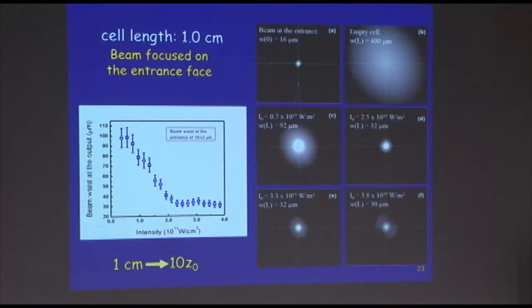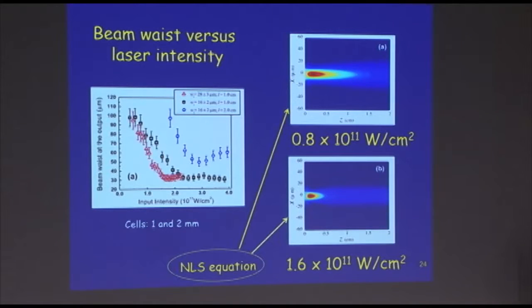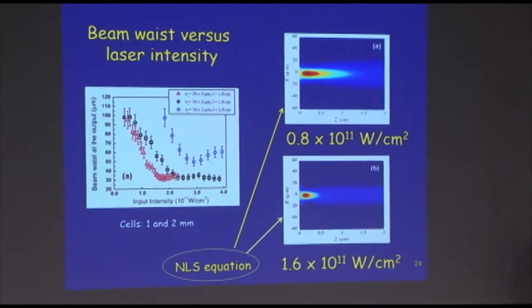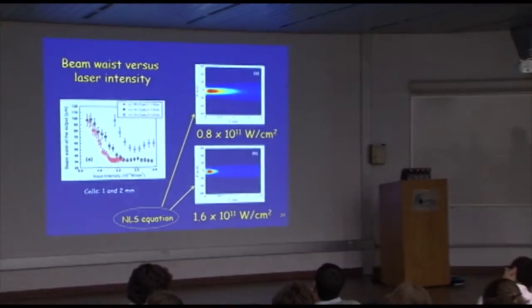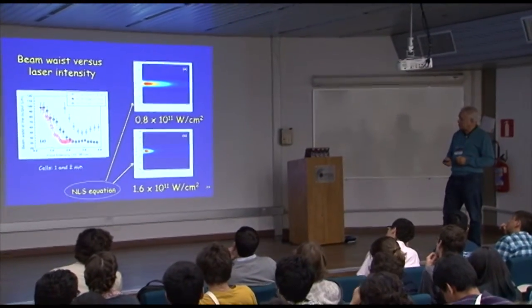So you can see that from this position here, two times 10 to the 11 watts per square centimeter, the beam propagates without change. That's a very long distance, about a few millimeters. But a few millimeters here corresponds to a very long propagation distance, that corresponds to 10 Rayleigh lengths for that length of cell that is in front of the CS2 cell.